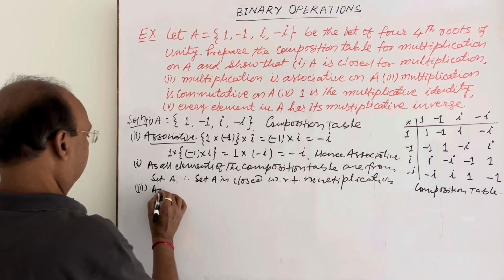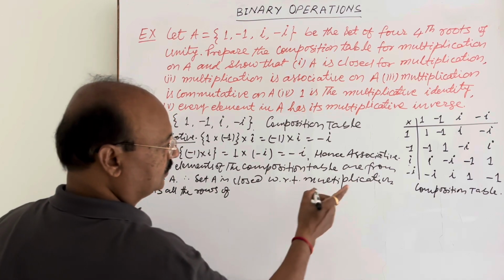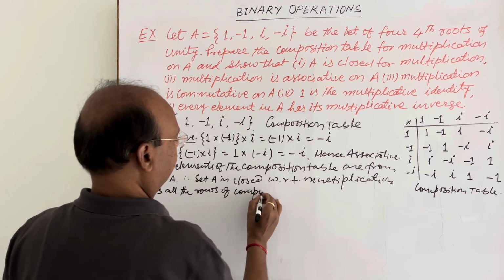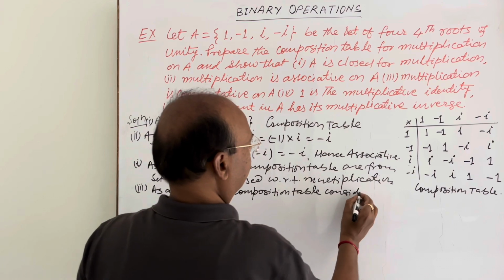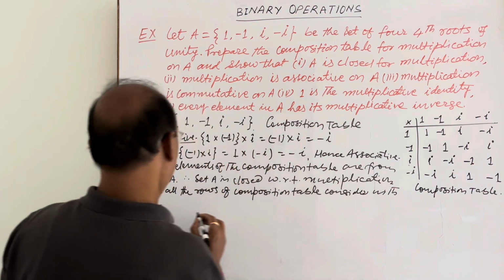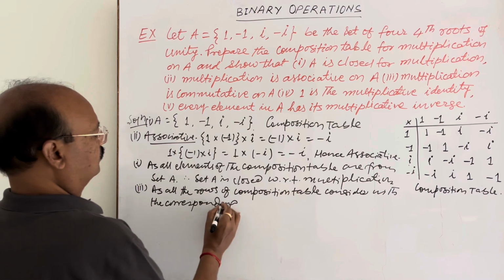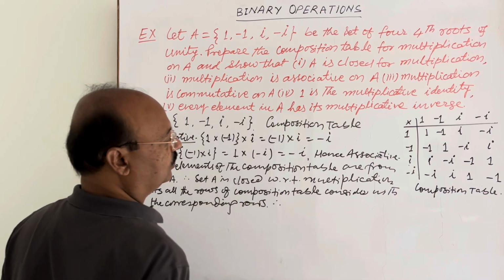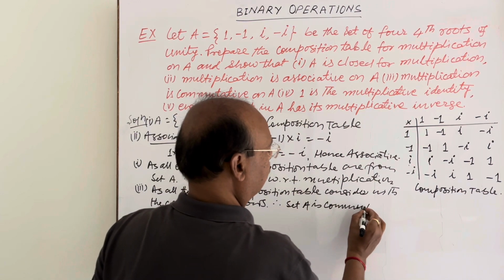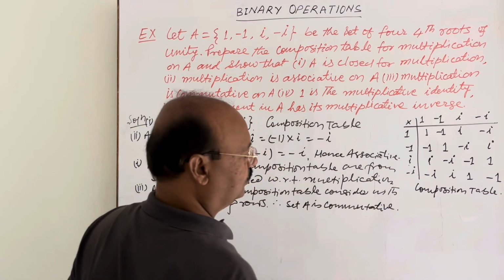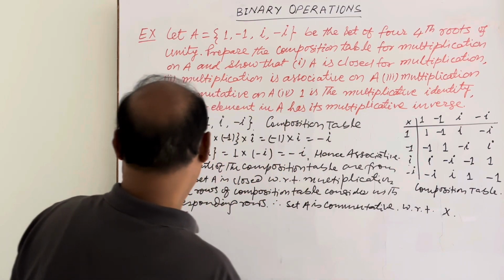So as all the rows of the composition table coincide with the corresponding columns, therefore set A is commutative with respect to the operation of multiplication.